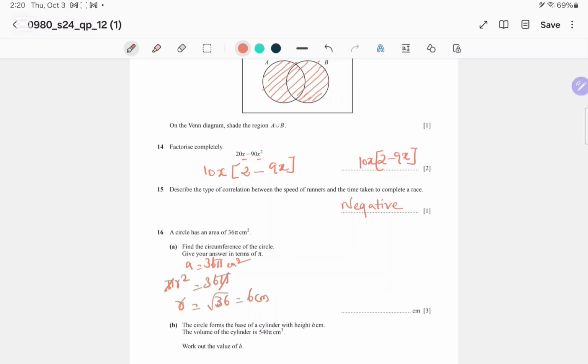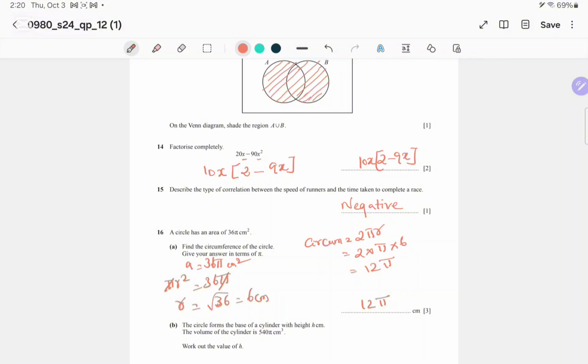From that we have to calculate the circumference of the circle. So what's the circumference formula for a circle? It is 2 pi r. So 2 into pi into r value, which is 6. So it is 12 pi. You can write it as 12 pi itself.